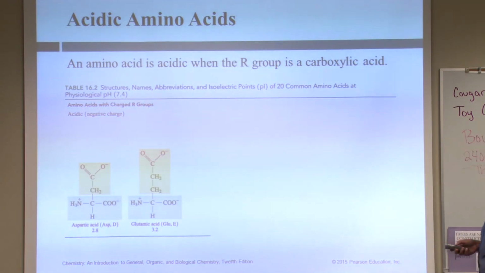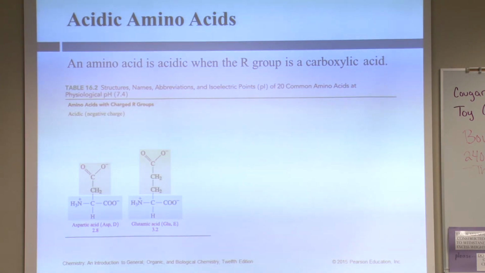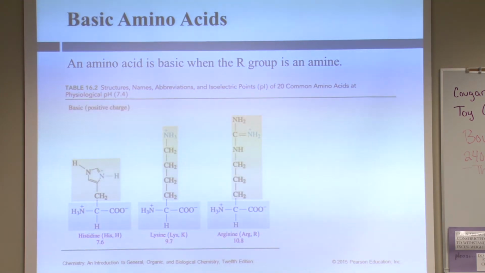So you can see the pH values. You can look at the value and say that's getting more acidic. What are the two acidic? Aspartic and glutamic. And you can see the abbreviations. And we are going to remember the abbreviations. We are looking at page, which page are we on? 554. Okay? That's where all this information is.